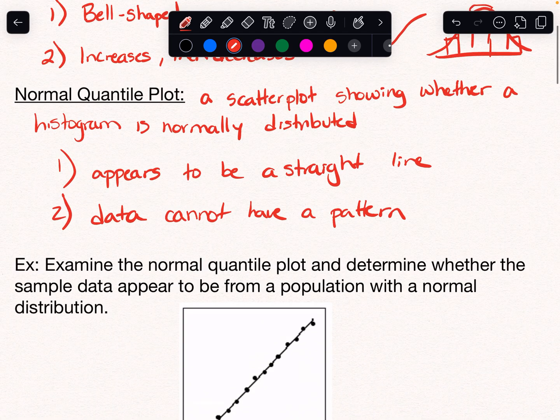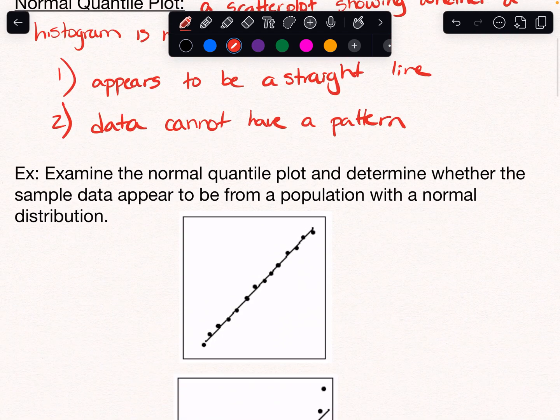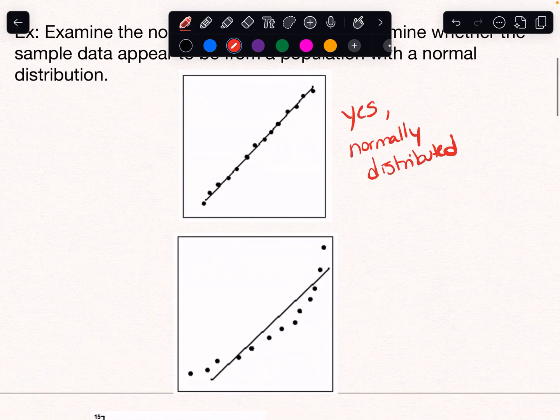So to start, we have the first normal quantile plot. I'm just looking at these scatter plots. Does it appear that all these data values are in a straight line? We should say yes, they do look like a straight line. So that means it's normally distributed. And we did do this, I can't remember what chapter it was, chapter 1 or 2, so this should be review, analyzing these kinds of normal quantile plots.